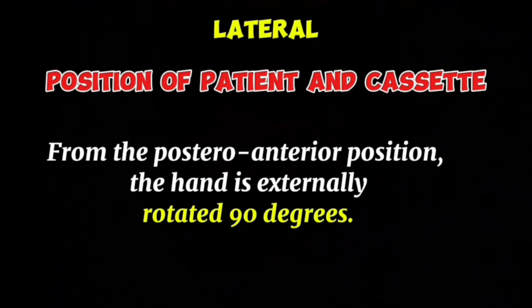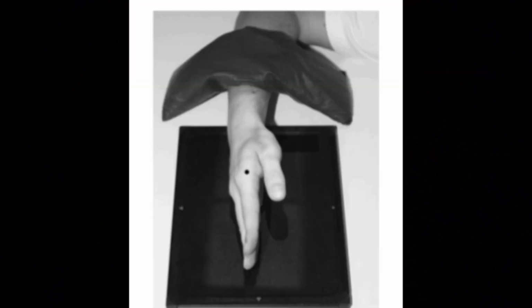Lateral. Position of patient and cassette. From the postero-anterior position, the hand is externally rotated 90 degrees. You see in the picture.